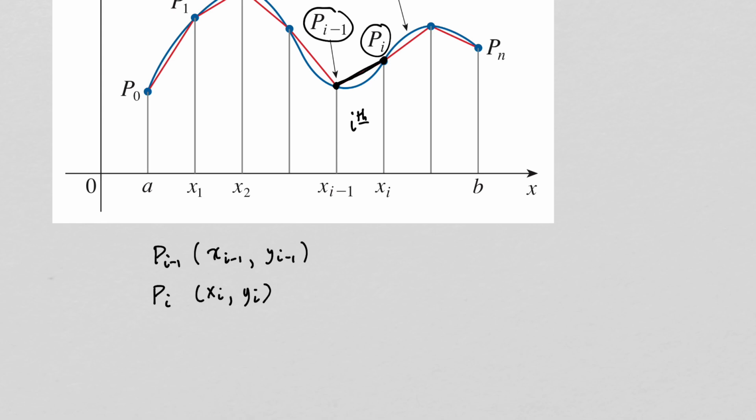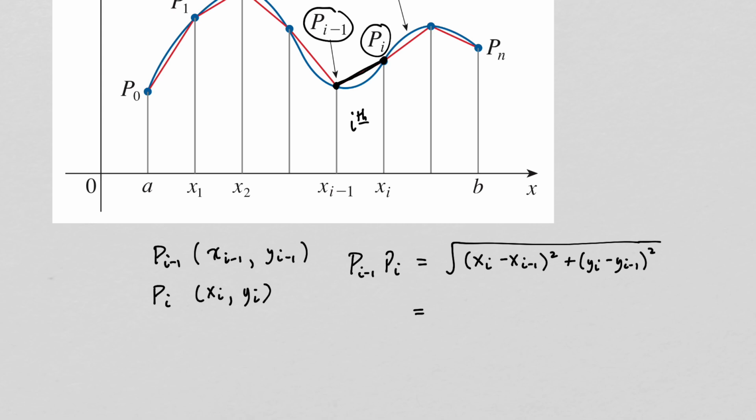And so to find the distance between these 2 points, we'll call that P i minus 1 P i. That distance is given by the distance formula to be the square root of x i minus x i minus 1 quantity squared plus y i minus y i minus 1 quantity squared. But we know that the distance between x i and x i minus 1, we typically call that delta x. So we have delta x squared. And then the distance between y i and y i minus 1 is this little piece of the triangle here, and we're going to call that delta y i.